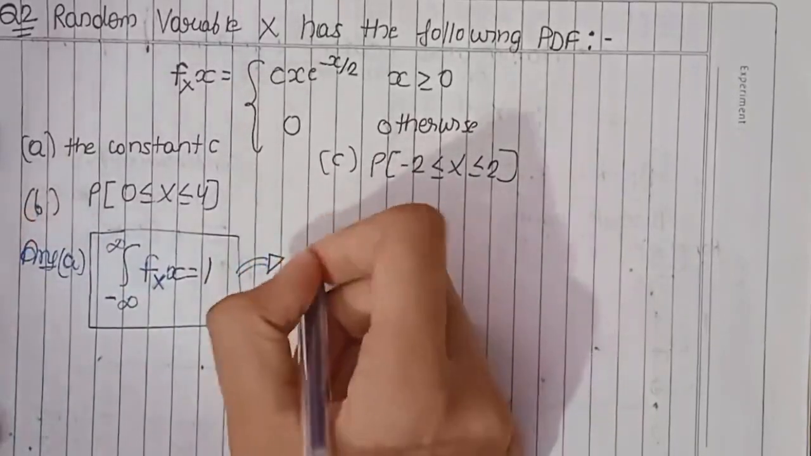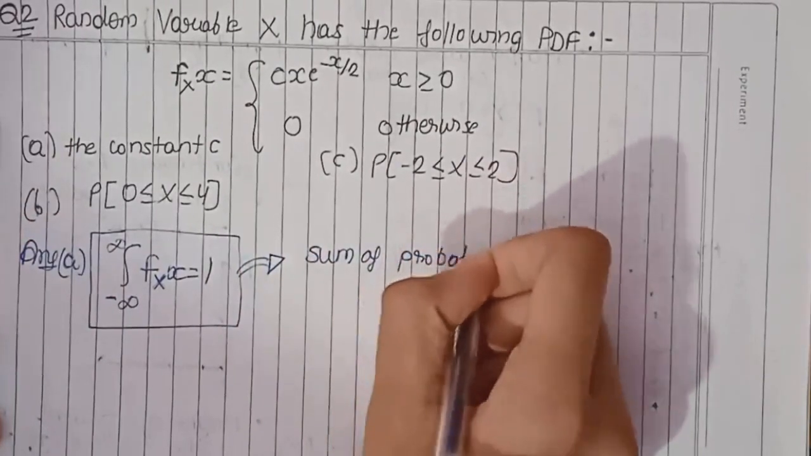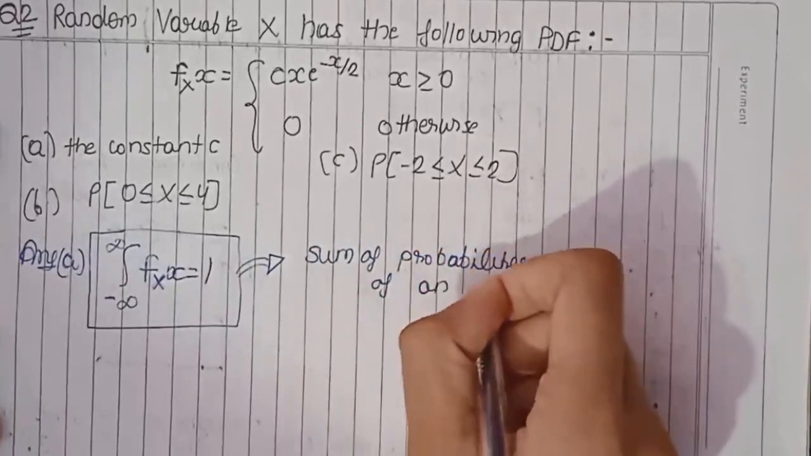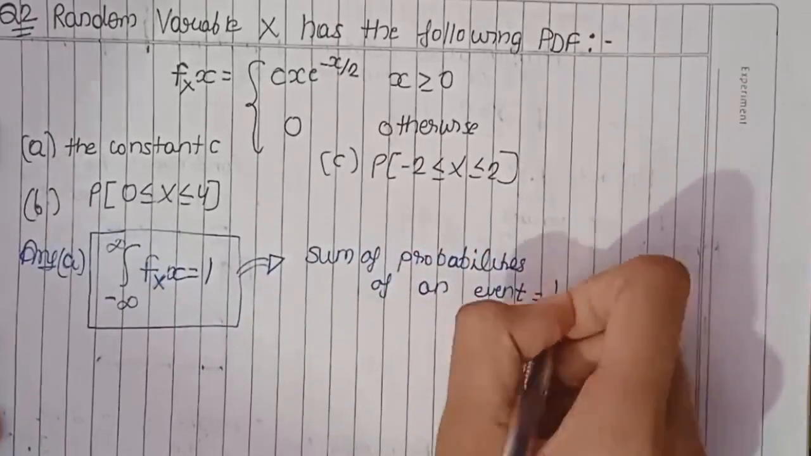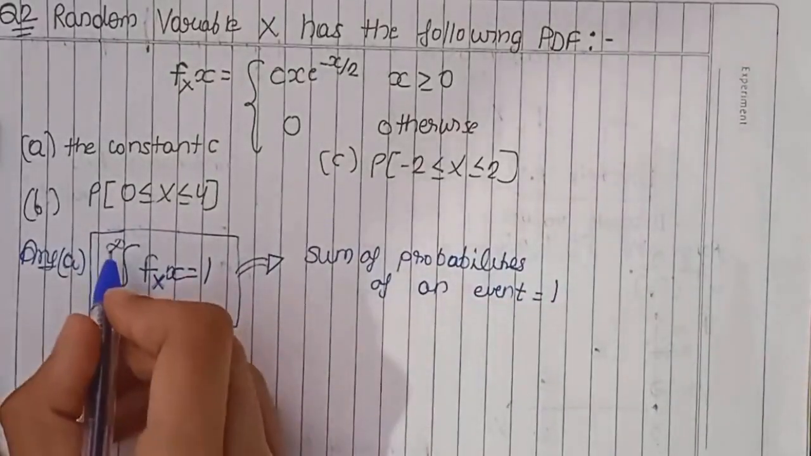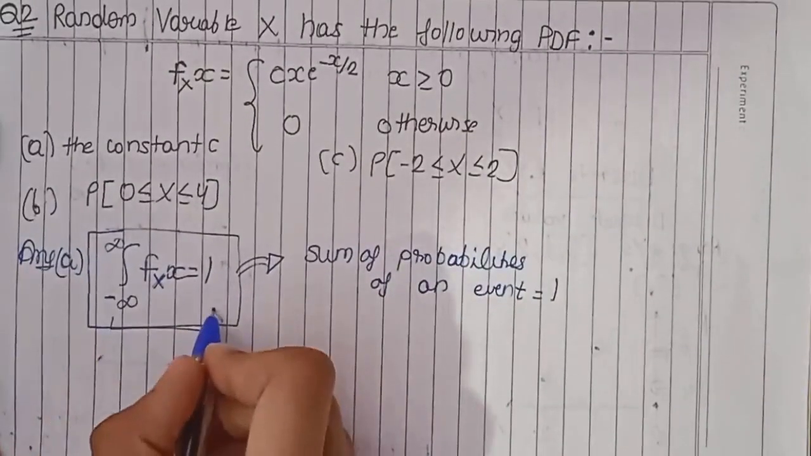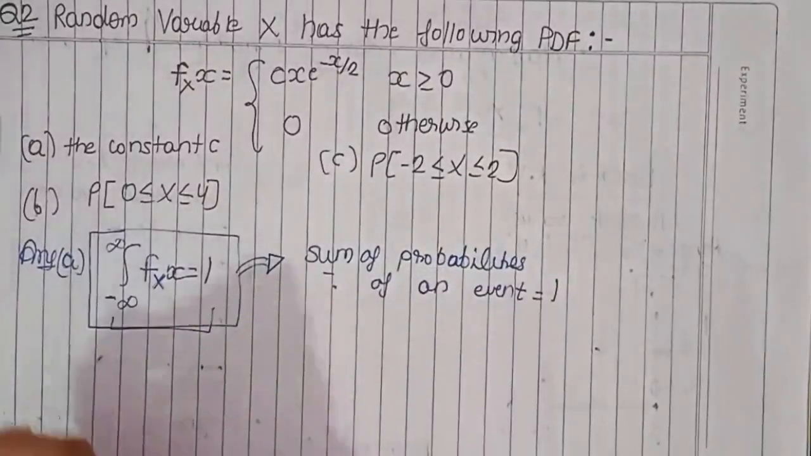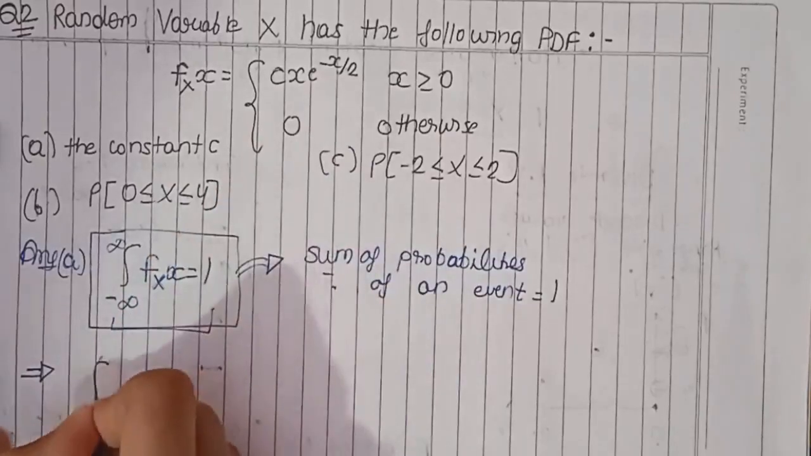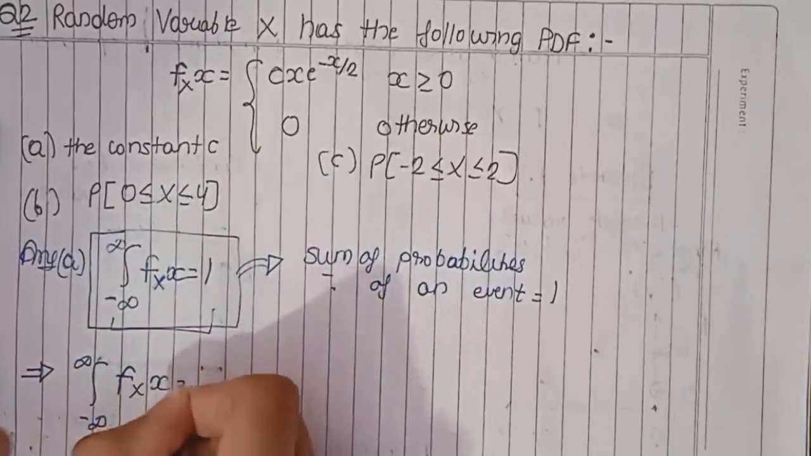Now you must note that the sum of probabilities of an event is equal to 1. Therefore, integration from minus infinity to infinity of the PDF is equal to 1. This property itself has come from this. Now using this property here, I can write that minus infinity to infinity integration of PDF is equal to 1.